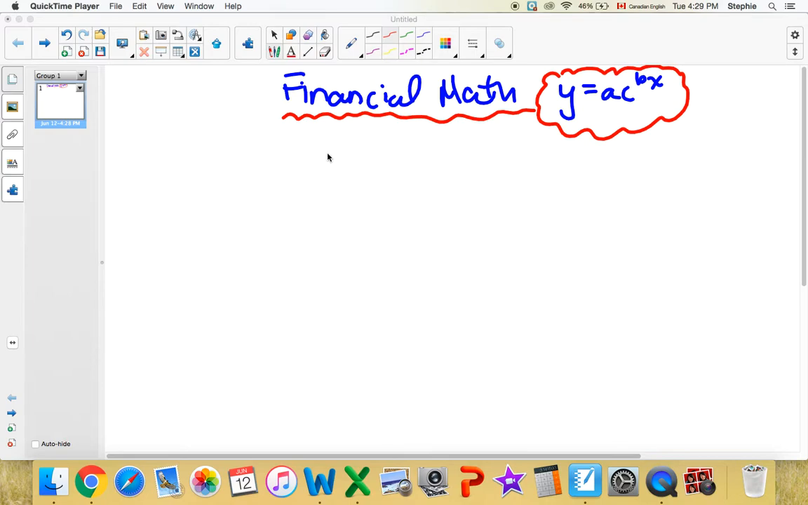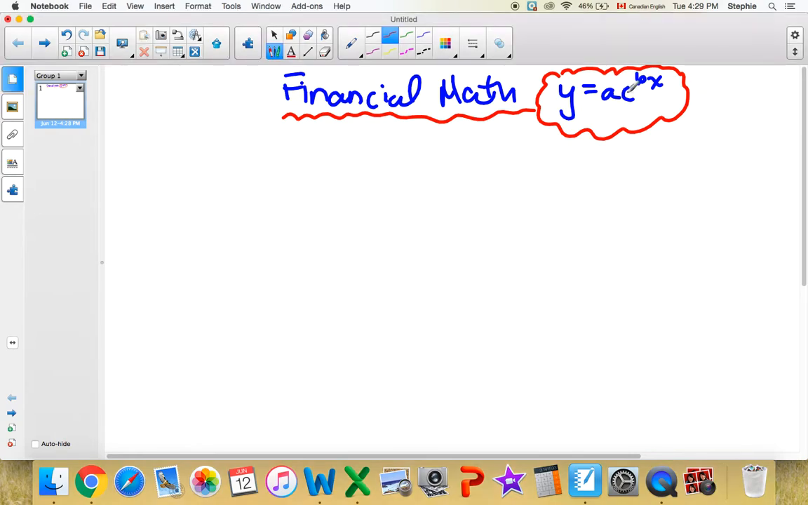Okay, so I'm going to just do a little video on financial math. If you want to look at where it's located, it's page 129 in your review package. So let's just give it a quick recap. Financial math has to do with percentage, interest, decrease, increase. So let's just remember what this formula stands for.